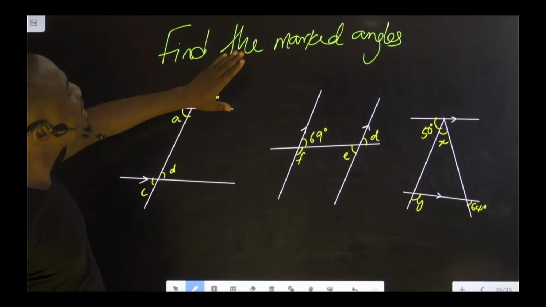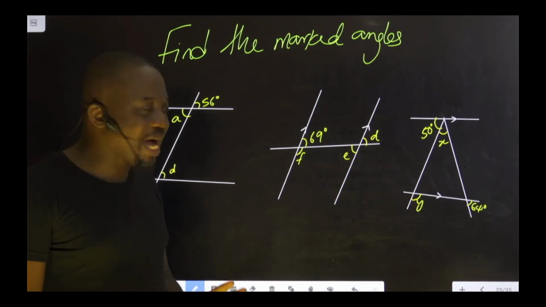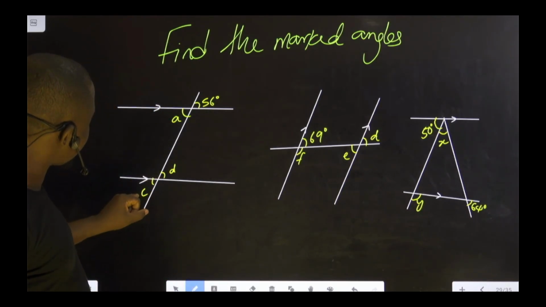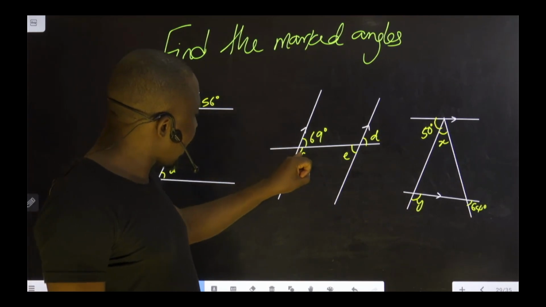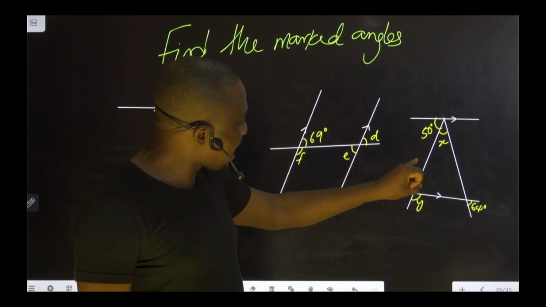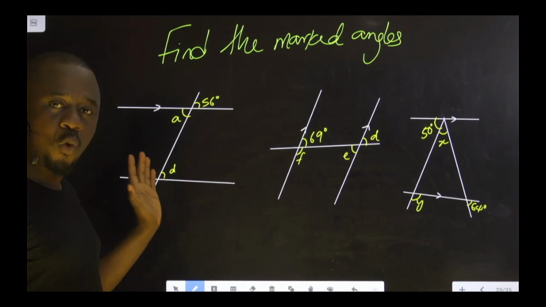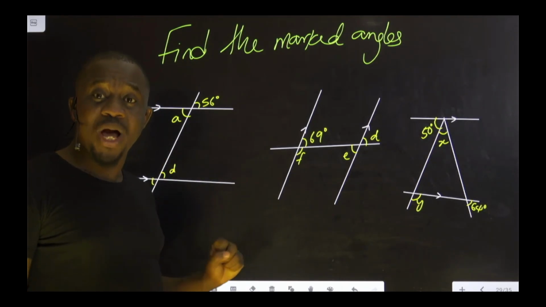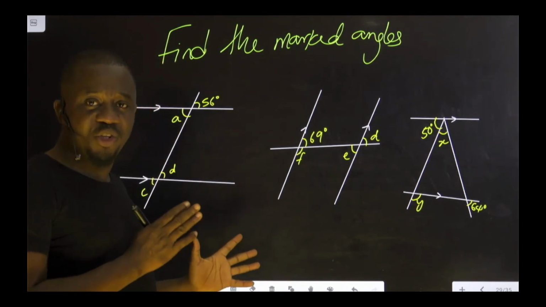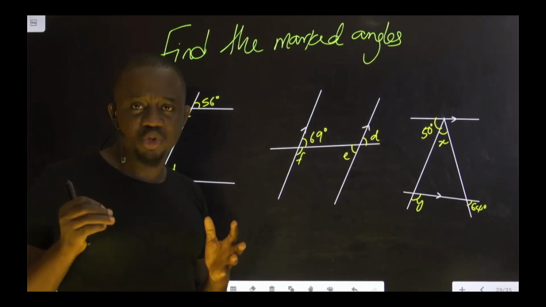Look at this. It says find the marked angles. The marked angles A, C, D, F, E, D, X, and Y. Work on this as your assignment. If you have any question on this, do not hesitate to contact me.